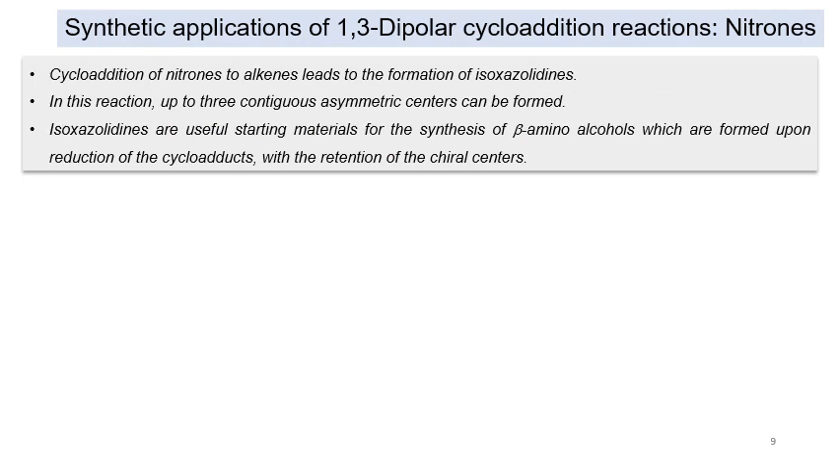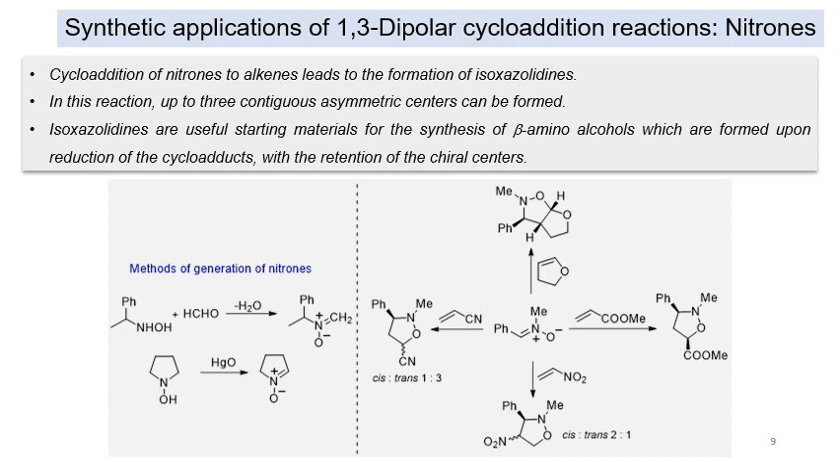Let's now go to the reactions of nitrones. The cycloaddition of nitrones leads to the formation of isoxazolidines. In this reaction, normally you can have the formation of 3 asymmetric centers in one go. The cycloadducts of this dipolar cycloaddition are very useful starting materials in the synthesis of beta amino alcohols, which are formed upon the reduction of the cycloadducts with the retention of chiral centers.